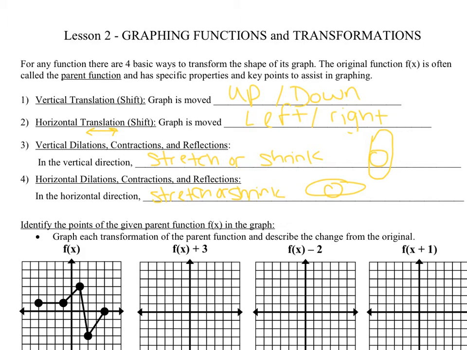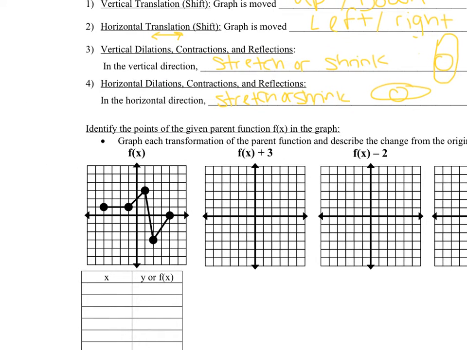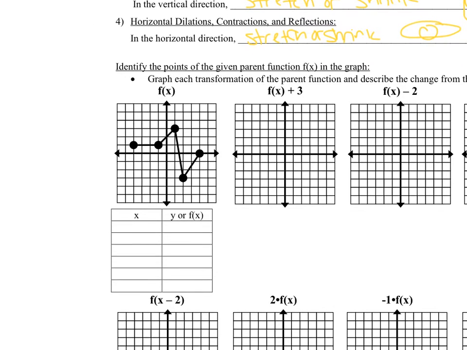Okay, so now what we're going to do is manipulate a parent function that you will not be familiar with. It's just mostly a jagged shape here. But before we even start, we have to remember that f of x really means y. So these are all talking about the y values. F is the function's name. This is the function of x. So I'm going to fill in my table, and I'm going to manipulate f of x, the function of x.